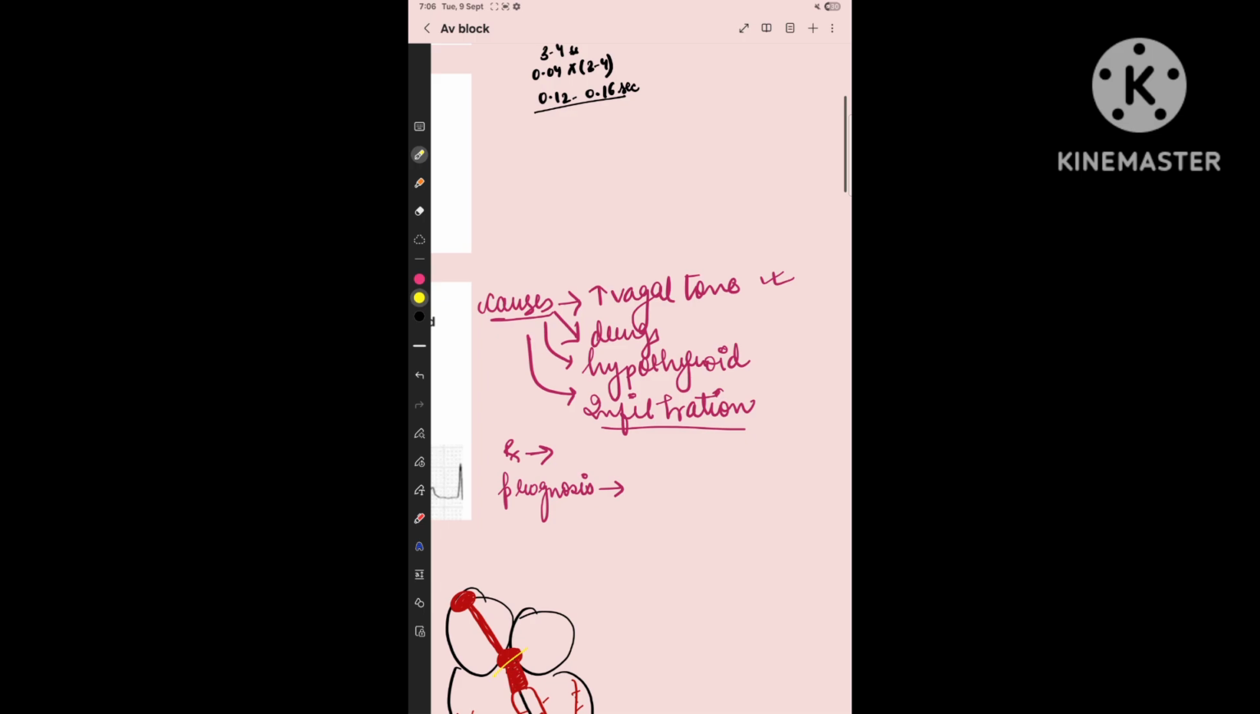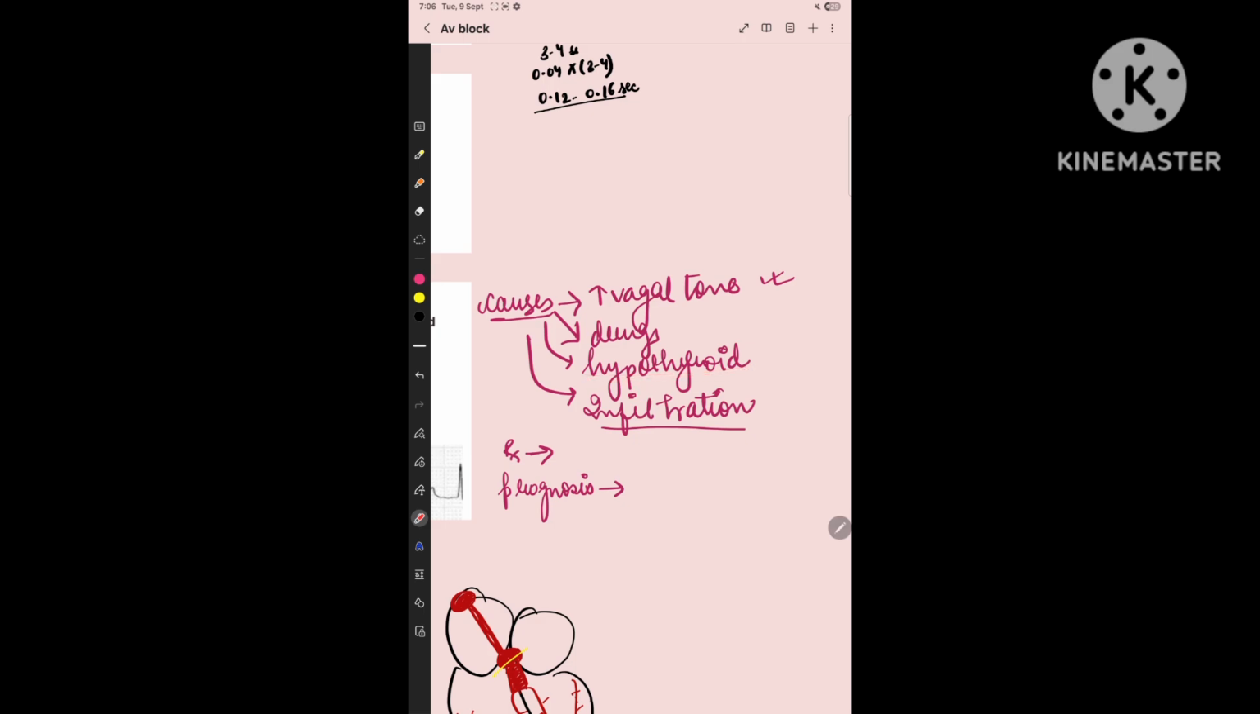There can be multiple causes of first degree AV block, like increased vagal tone. What do I mean by increased vagal tone? It means an increase in the parasympathetic system. The parasympathetic system in our body is supplied by the vagus nerve towards the heart. So those who have high vagal tone, for example athletes, will have a constant first degree AV block. Then drugs like beta blockers, which inhibit at the level of the SA node and AV node, will also cause first degree AV block.